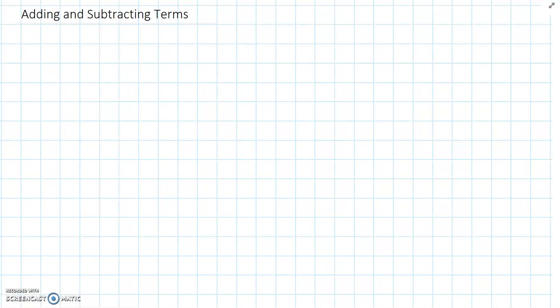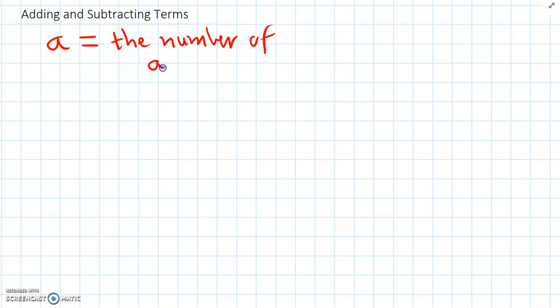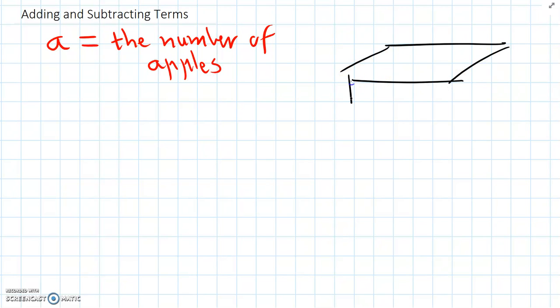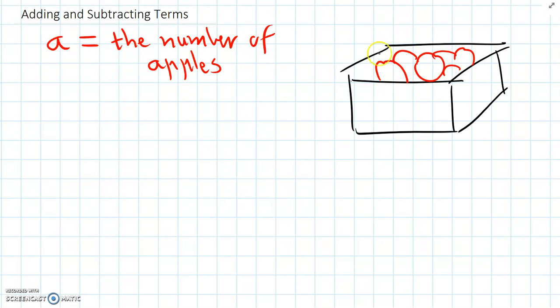Let's make up a new pronumeral and we'll call it A. And let's say that A is counting the number of apples in a box. So here's our box of apples. And the number of apples in the box might change. We're not sure yet.